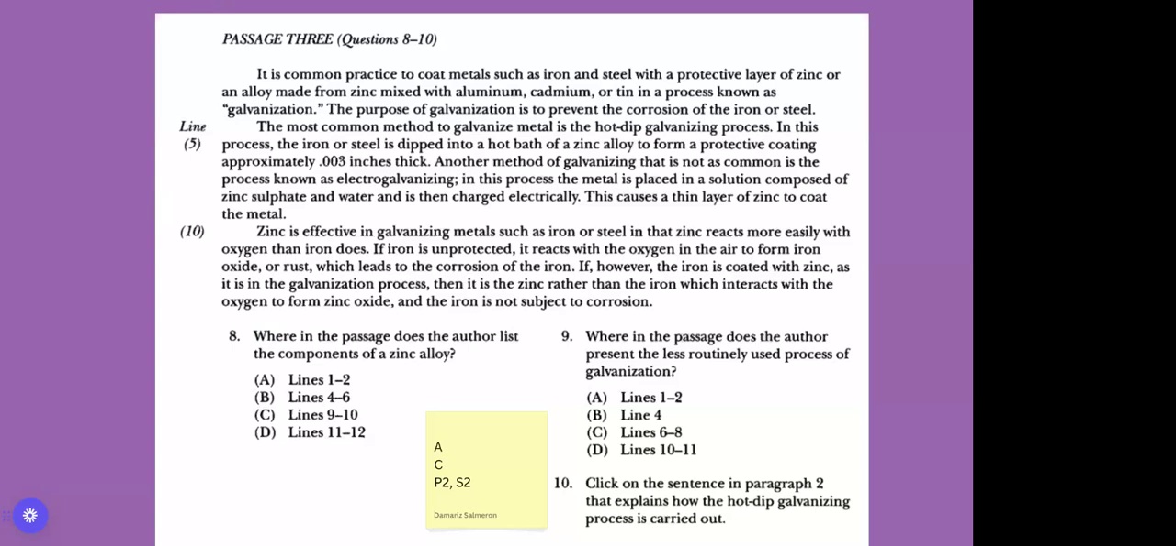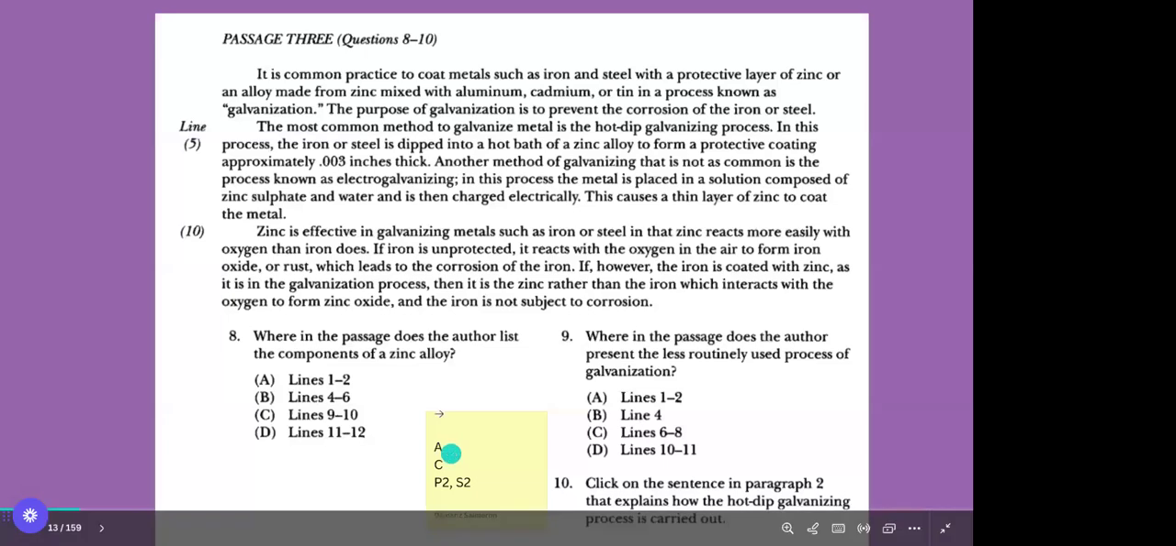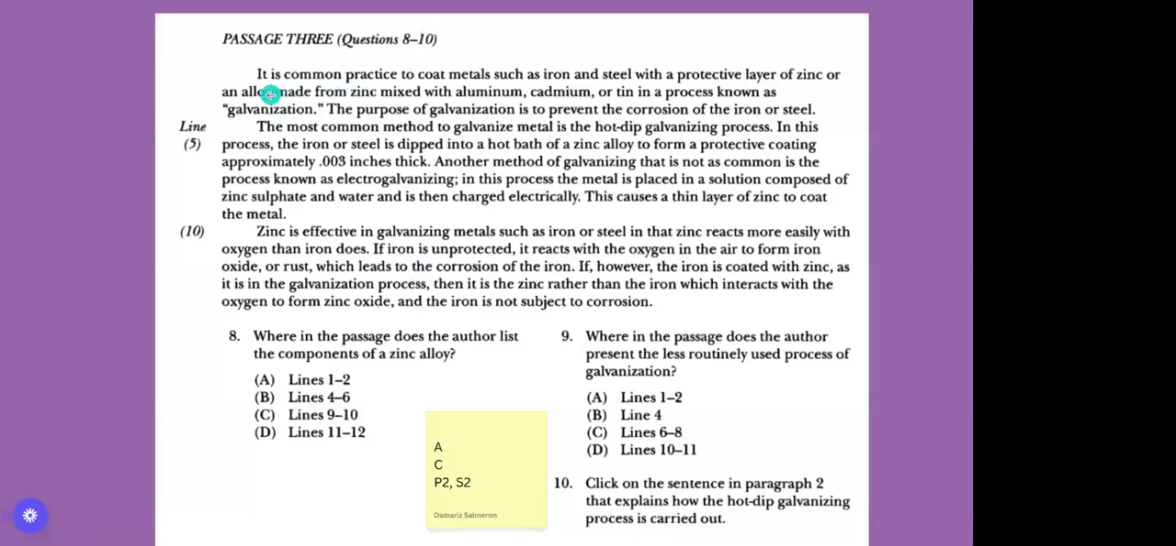Now we already have the answers of this one, but let's just check. It says, where in the passage does the author list the components of zinc alloy? We have letter A, lines 1 and 2. It says here, made from zinc mixed with aluminum, cadmium, or tin. It says here, the composition.